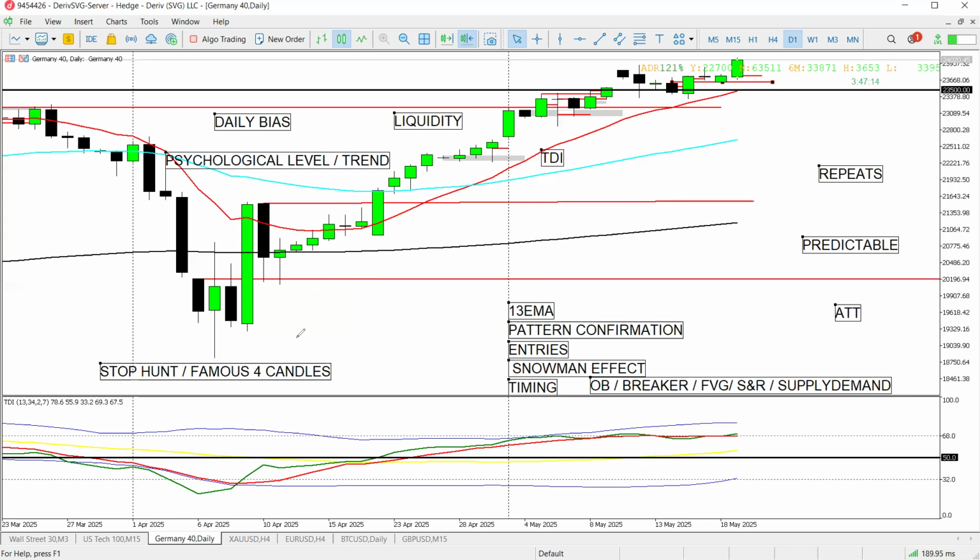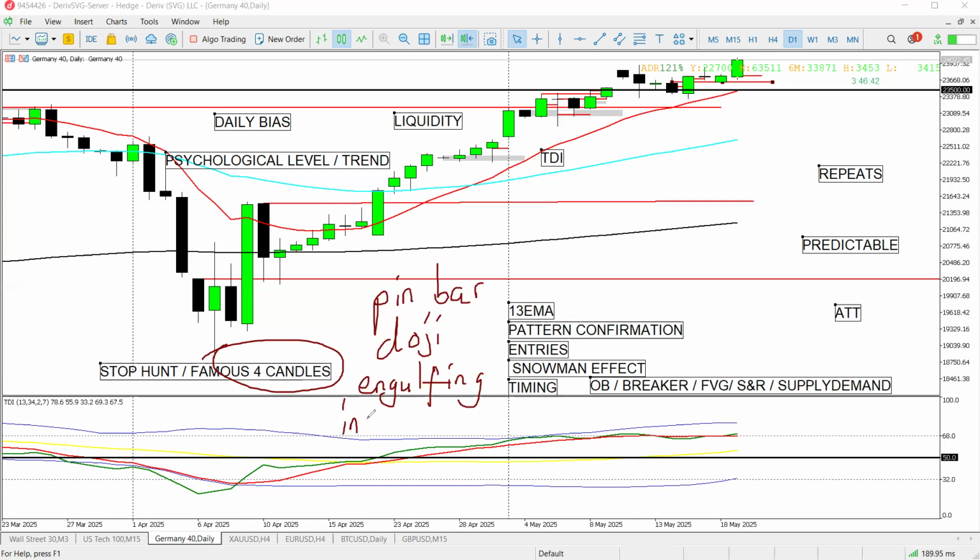From my side, I call these candles the famous four. So we've got the normal pin bar, basically candles which all of us traders use. We've got the pin bar, any type of doji, and any type of engulfing. If we are buying, we're looking at bullish engulfing. If we are selling, we're looking at bearish engulfing candles. Then we also look at inside bars.